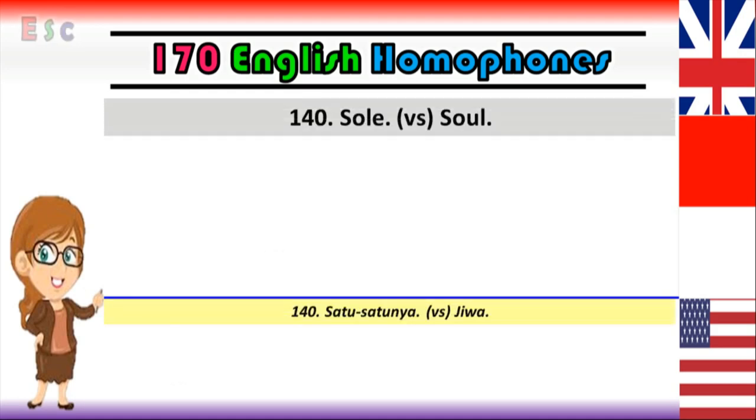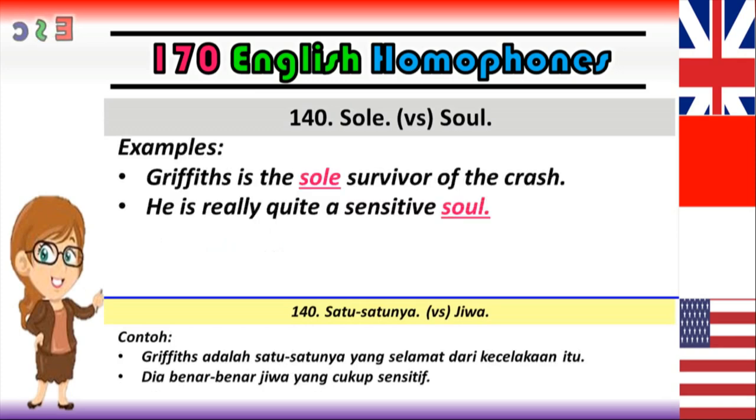140. Sole versus soul. Examples. Griffiths is the sole survivor of the crash. He is really quite a sensitive soul.